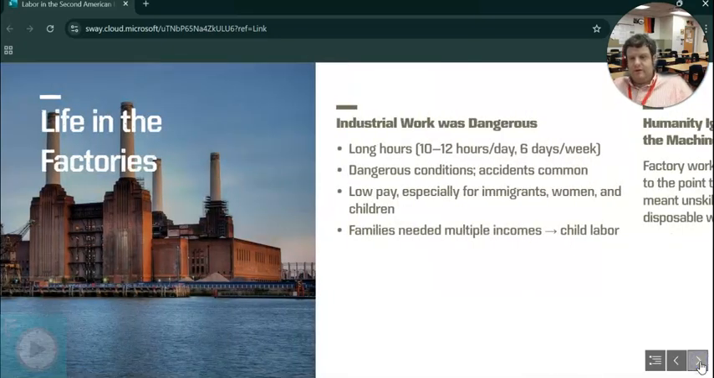Now, to understand why conditions are difficult and look at this rotten core, we need to look at the conditions. First off, the industrial work was dangerous. We're seeing factories that would have 12-hour work days, 6 days a week. The weekend is a relatively modern concept, when you think about it.